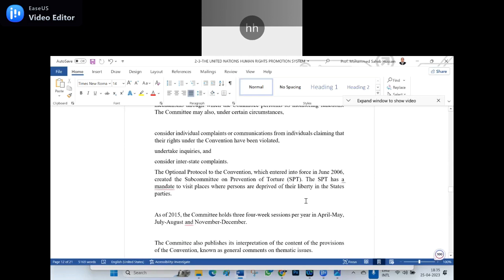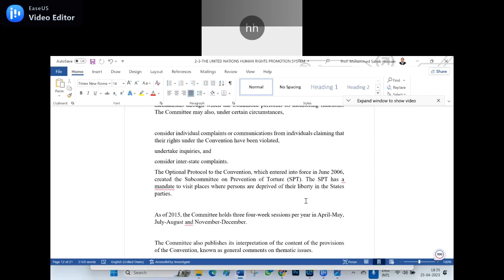The optional protocol to the convention, which came into force in June 2006, created a subcommittee on the prevention of torture, SPT, within parentheses. There is a subcommittee on the prevention of torture. Thus, SPT has a mandate to visit the places where persons are deprived of their liberty in the state parties. When the state parties are there where a woman or a girl will be tortured, at that instance, the special committee will go and make the inquiry and submit to the SIDA.